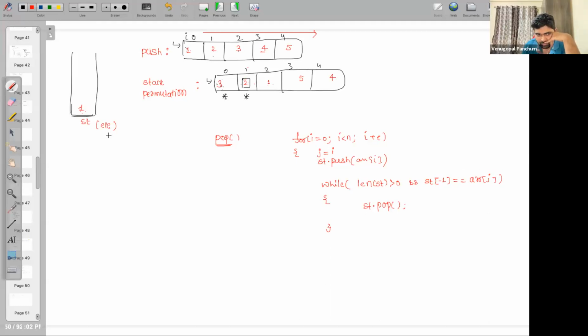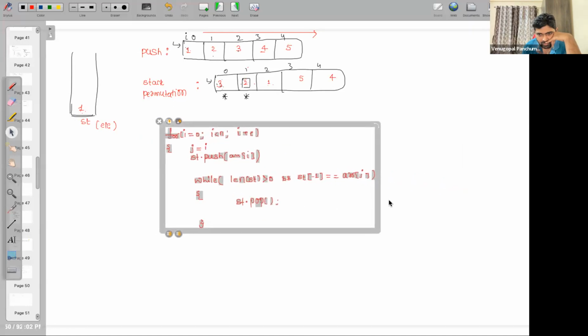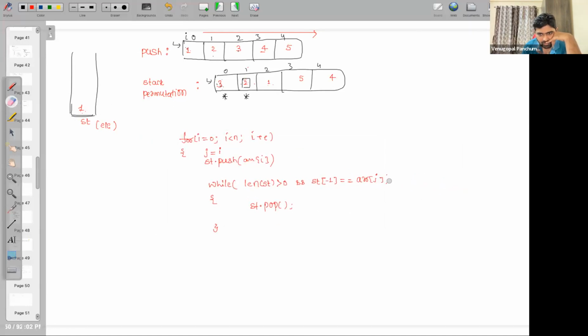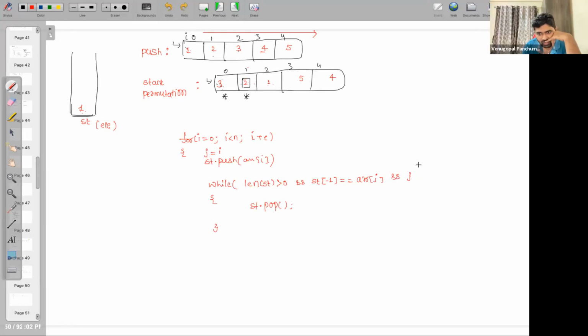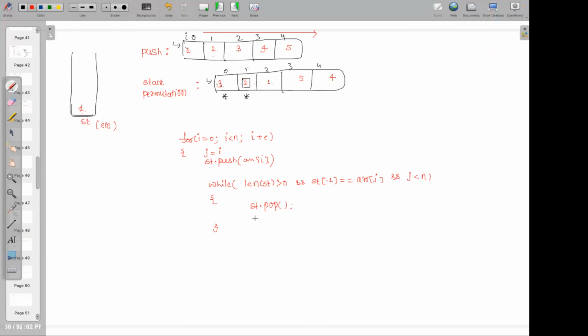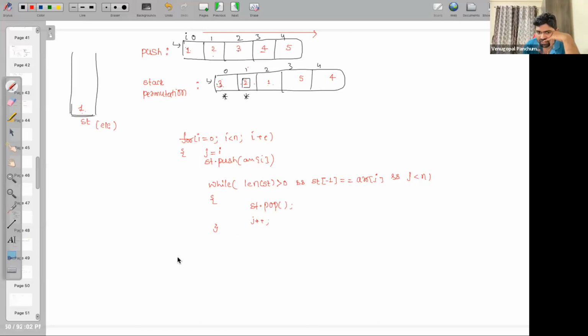Okay, just a minute. So one more condition is that j should be less than n. Then we have to increment the j value. Okay. Does it work?